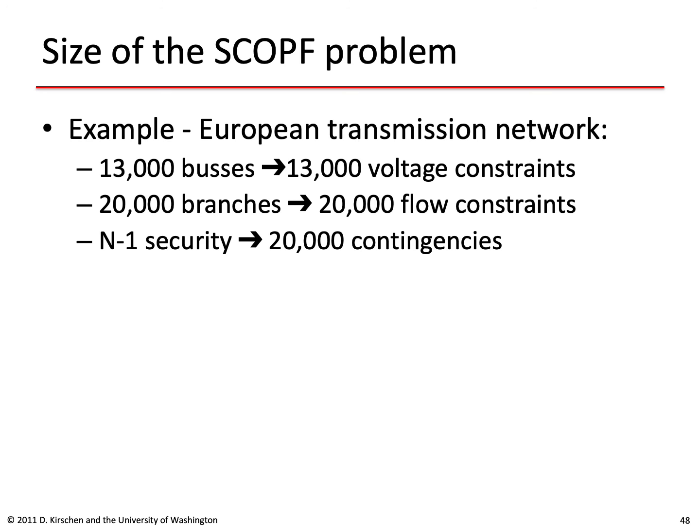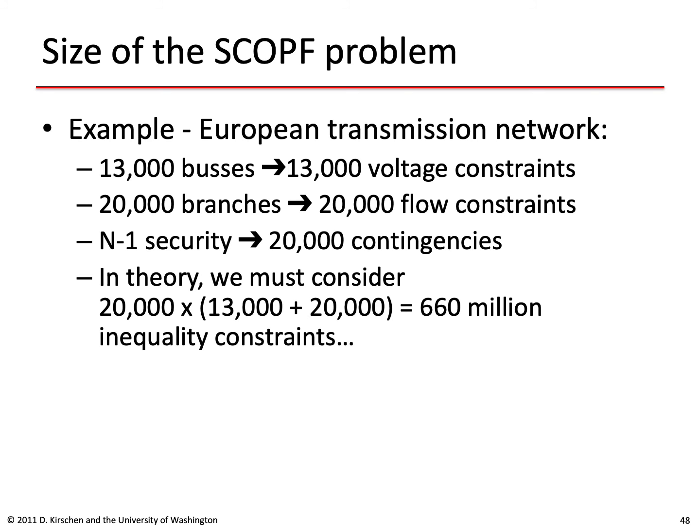Now, if we only consider line contingencies, implementing N-1 security means that we have to look at 20,000 contingencies. So in theory, a naive approach to the security constraint OPF means that we would have to consider 20,000 times 13,000 voltage constraints plus 20,000 line flow constraints, which is about 660 million inequality constraints. Now, that naive approach is obviously way beyond what any powerful solver can handle.